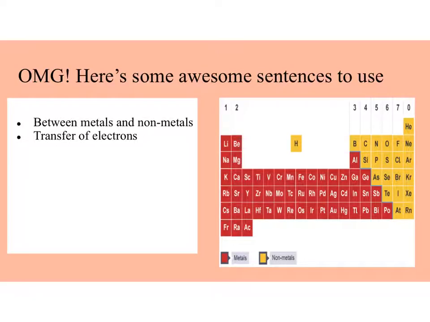So here are some awesome sentences to get you started. Ionic bonding is the transfer of electrons between a metal and a non-metal. It's really important to get your head around that the majority of the periodic table, all of this in red, is a metal. We'll mainly be using 1, 2, and maybe a couple in the transition metals, such as aluminium. But you'll mainly be using 1 and 2, and then maybe 1 or 2 from 3.